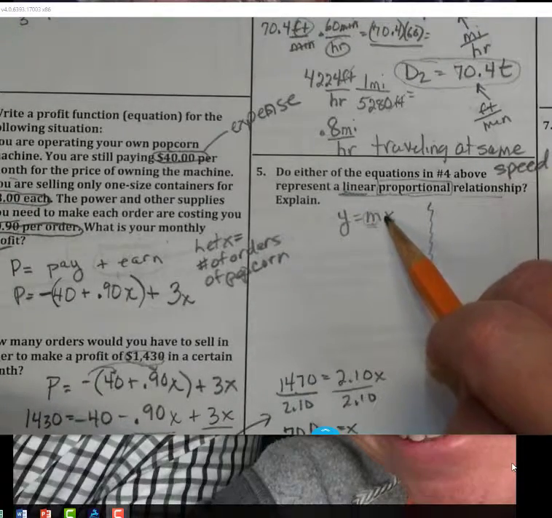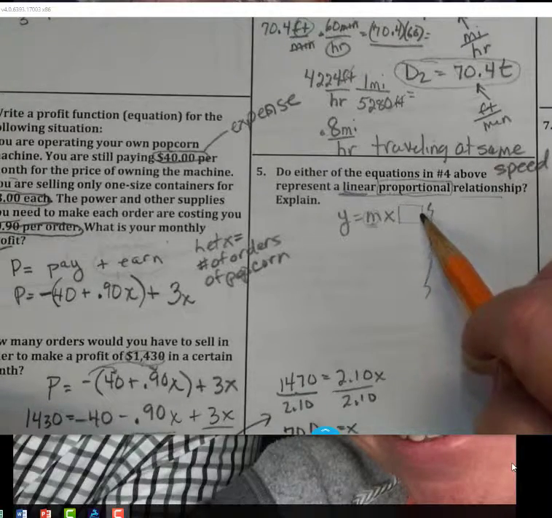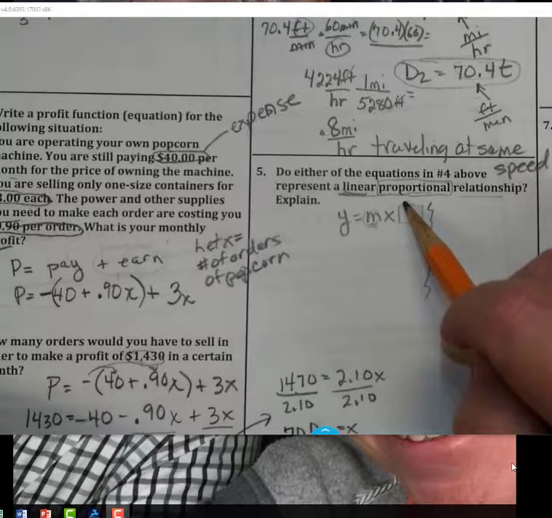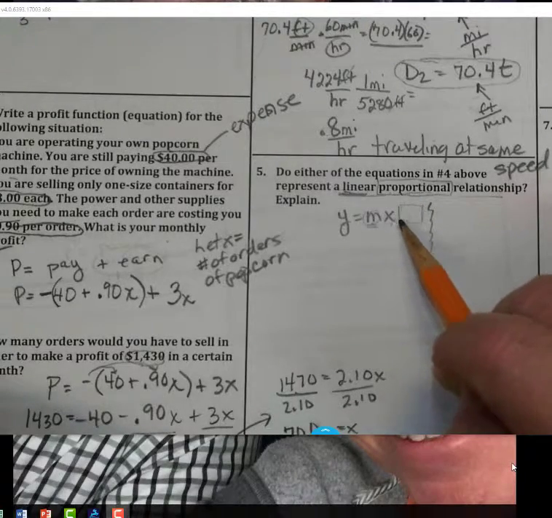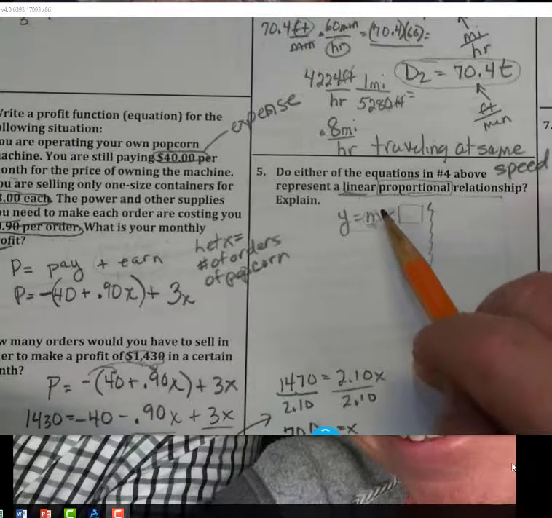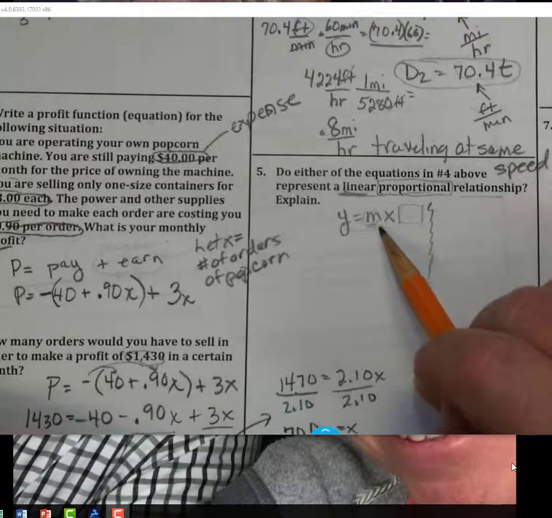this is a linear proportional, okay, because it does not have a y-intercept, or rather it does have a y-intercept, it's 0, it goes through the origin. Proportional relationships go through the origin. So if it's in the form y equals mx, that is proportional. We know it's linear because we know that y equals mx is linear.